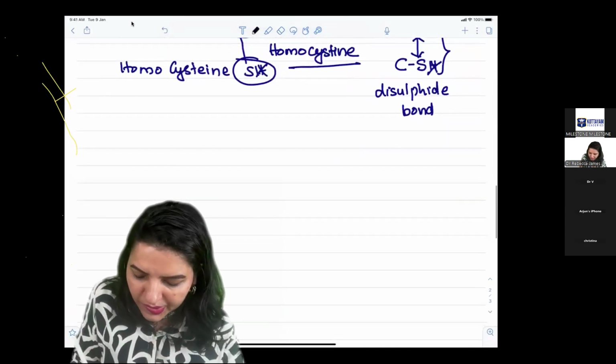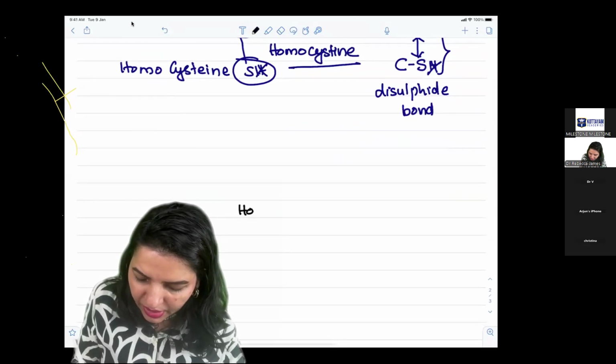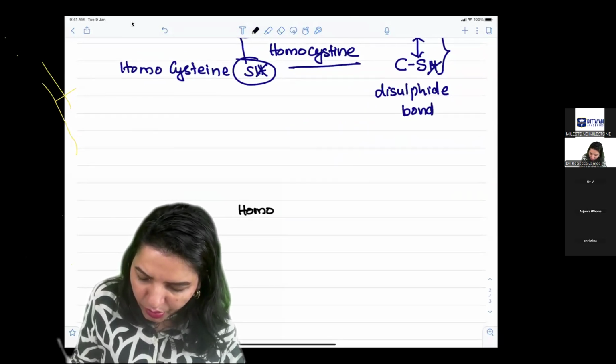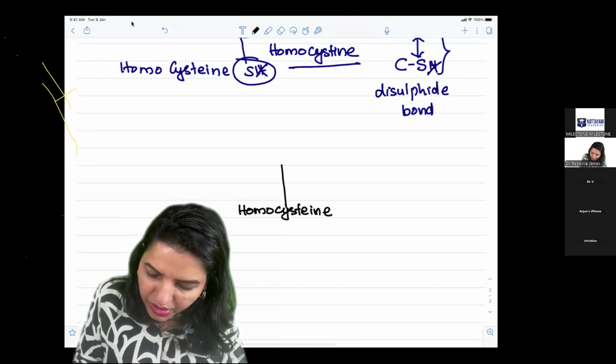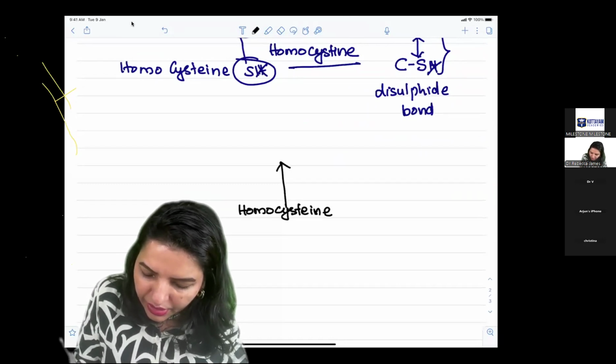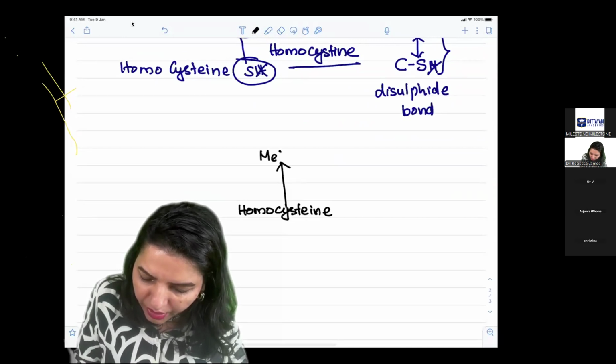So in homocystinuria, what we have seen is there are two types of homocystinuria. So this is homocysteine, two fates of homocysteine. One fate is to get converted to methionine.